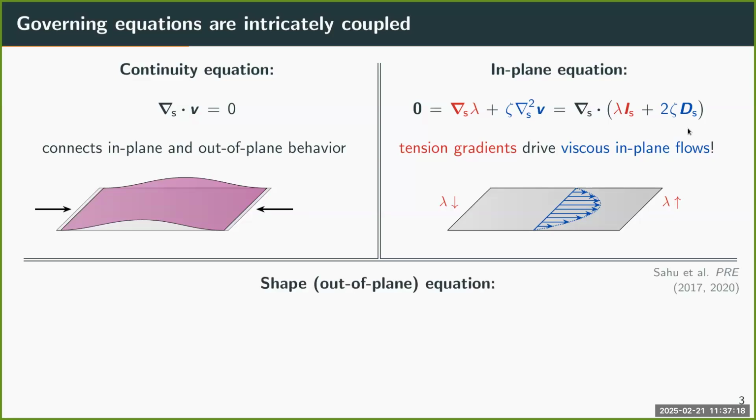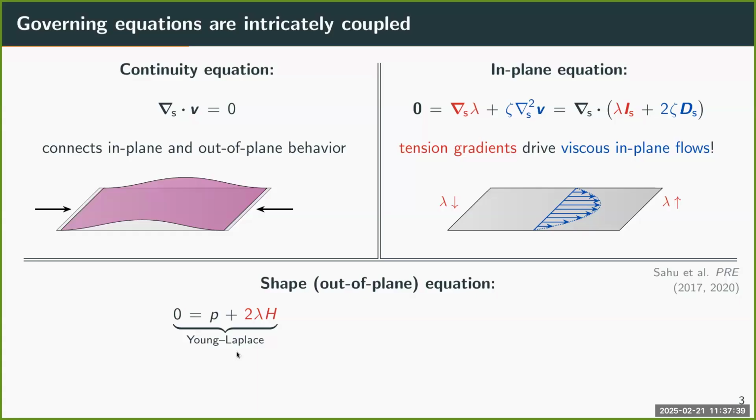The last thing we want to think about is the out-of-plane equation, which is sometimes called the shape equation, which is going to look a little bit different. We'll go through it piece by piece, but the first thing we see is essentially the Young-Laplace equation, where P is some kind of pressure jump or pressure drop across the membrane surface.